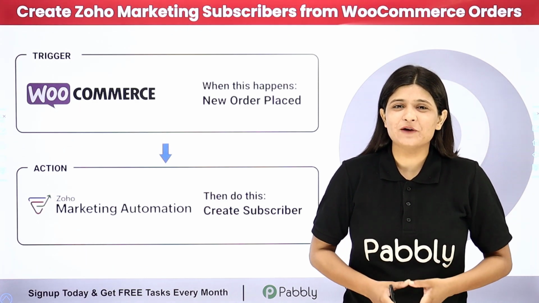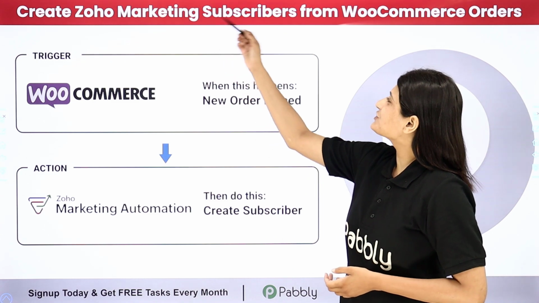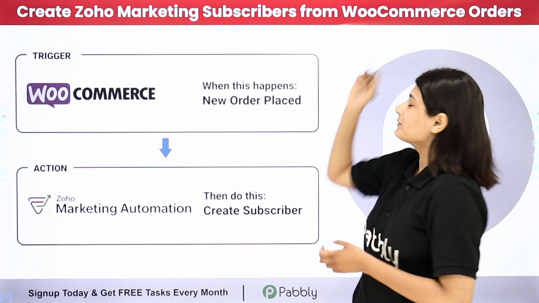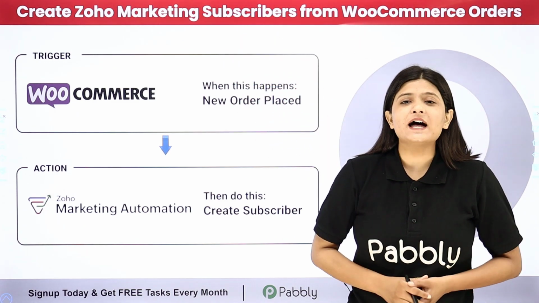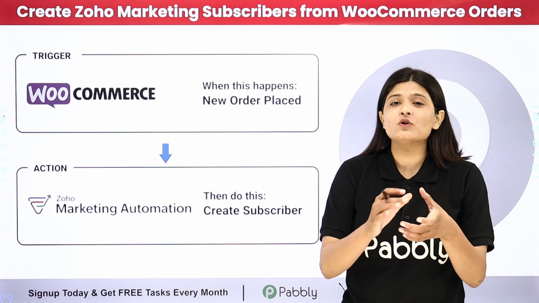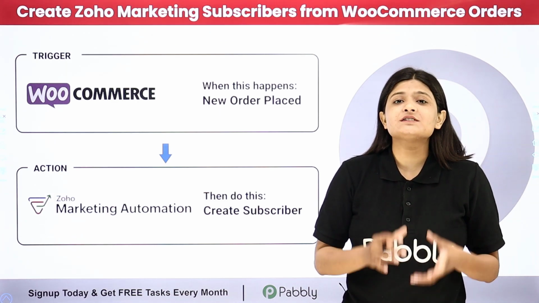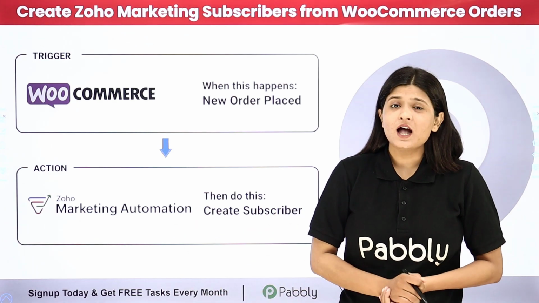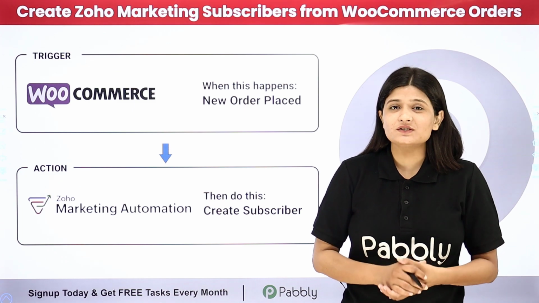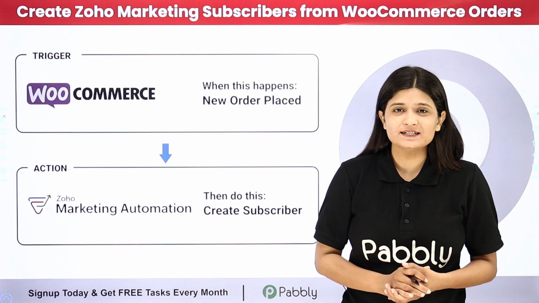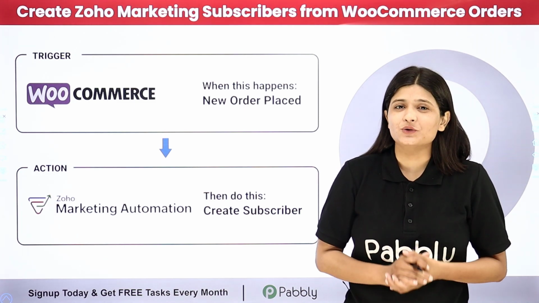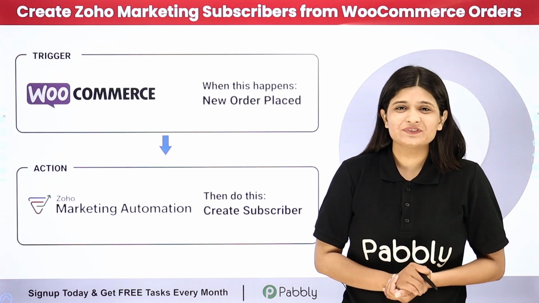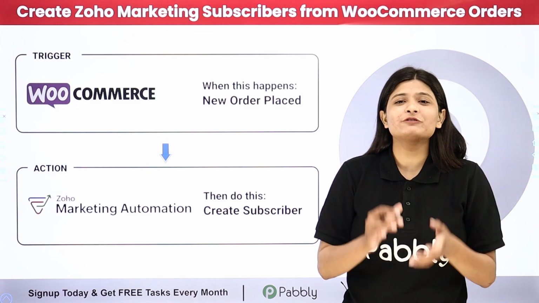So in this video, we are going to learn how to create Zoho marketing subscribers from WooCommerce orders. Let's suppose I have various skincare products on my WooCommerce store, and whenever a customer makes a purchase, I am creating subscribers in Zoho marketing. I want to completely automate this process so that whenever a customer makes a purchase, I am creating a subscriber in Zoho marketing automatically. I can do this automation with the help of Pabbly Connect.